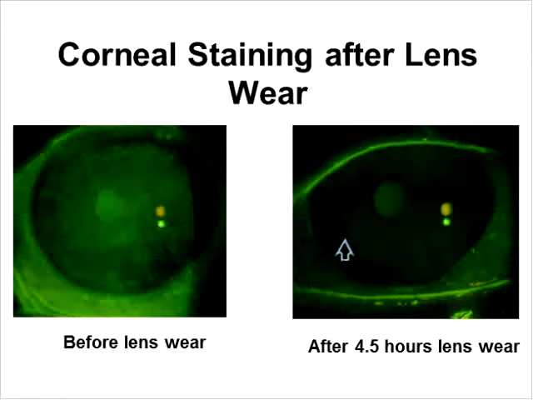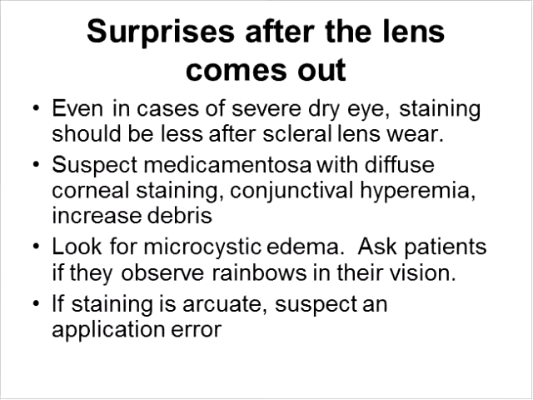Now here's the situation where basically you've got dense staining, very dry eye, and after 4 hours of wear, most of that staining is eliminated. That's most commonly what we see with scleral lens and dry eye. So if you see worsening of staining, you should suspect something else. So there are surprises after the lenses come out.